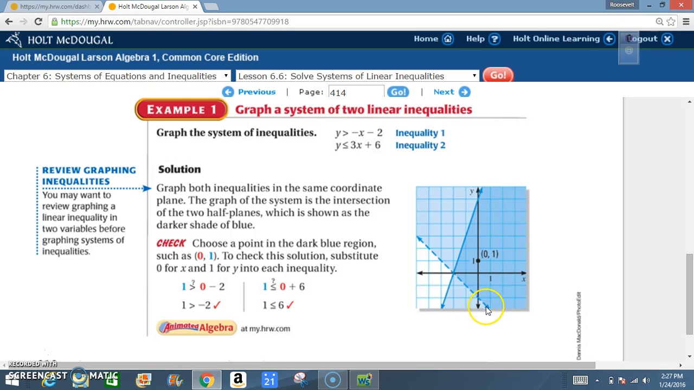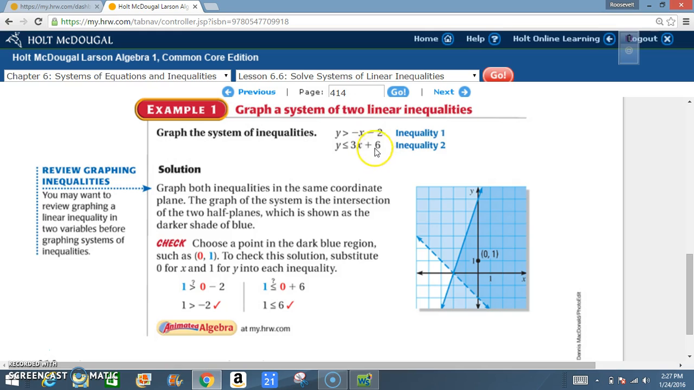Down is negative over positive. And if I'm going the other direction, it's up 1, positive, over 1, negative. Up 1 over 1, and so on. Now, since it says that y is greater than, that means I shade everything above this line. Once again, this is a review. This is something you should already know. Now my next one, I have y is less than 3x plus 6.